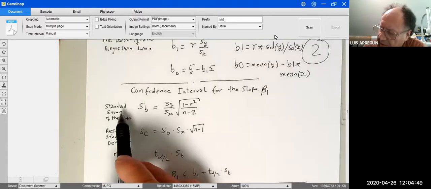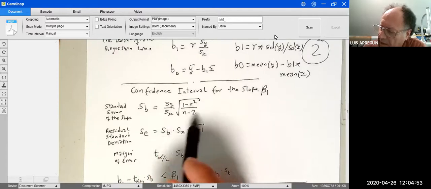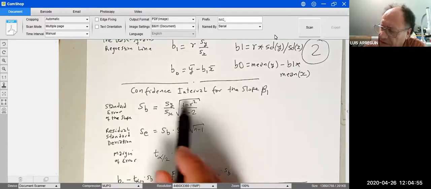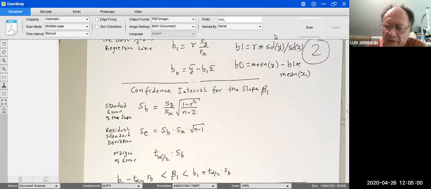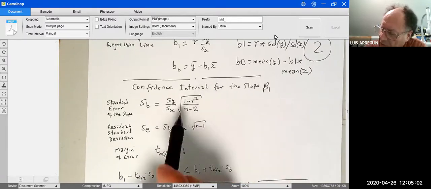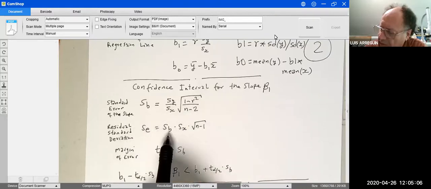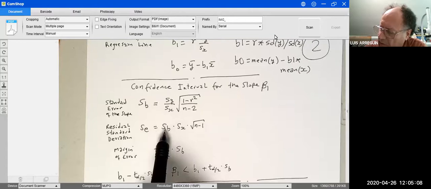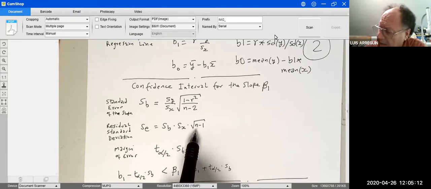We need to compute the standard error of the slope, which is given by this formula. It's slightly different from the formulas that you have in your book because I prepared these formulas to simplify our work in R. Also, we're going to need the residual standard deviation, which is computed by using the standard error of the slope, the standard deviation of x, and the size of the sample minus 1.